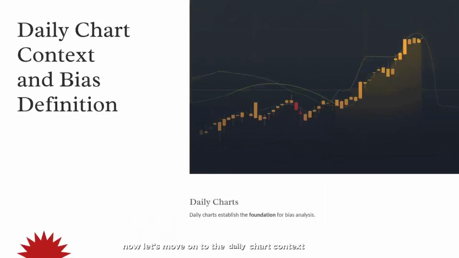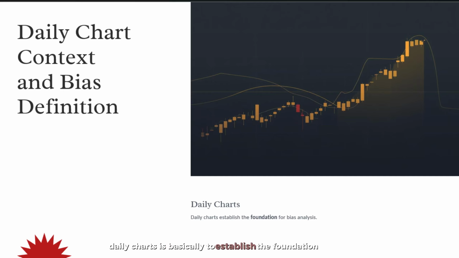Now let's move on to the daily chart context and bias definition. Daily charts basically establish the foundation for bias analysis. Let's say, for example, you have been given the daily chart. Of course, you have to go to the higher time frames, like the monthly and the weekly time frame, to give you what is going to happen from the weekly perspective. Because in our next lesson, we are going to discuss the weekly layout. All these have to match each other for you to understand what is happening in the markets and also trade in a very contextual way.